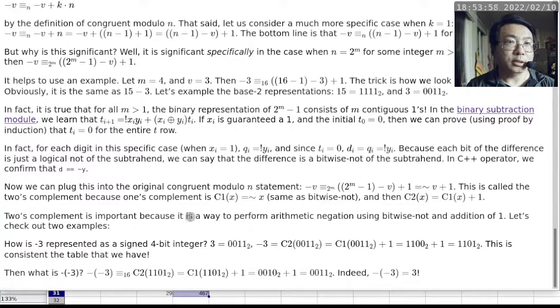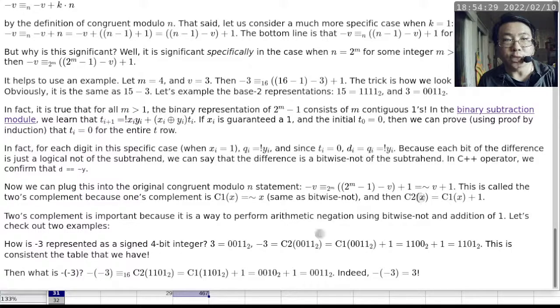Are we doing okay so far? So there's an example down here. The question is, how is the arithmetic negation of 3, which is -3, represented as a signed 4-bit integer? As a 4-bit integer, we know that m equals 4 in this case. So what we do is we start with 3. 3 itself has a bit pattern of 0011. And then we plug 3 into the place of x up here.